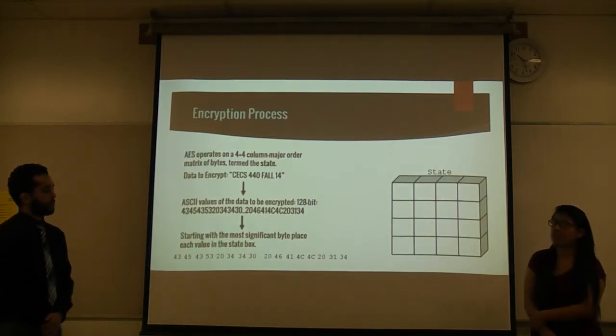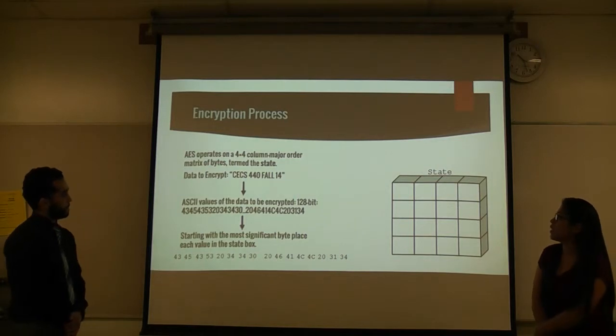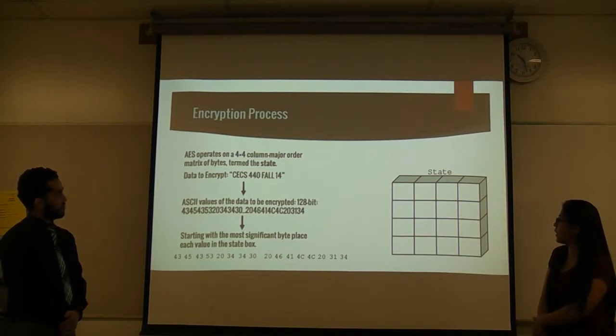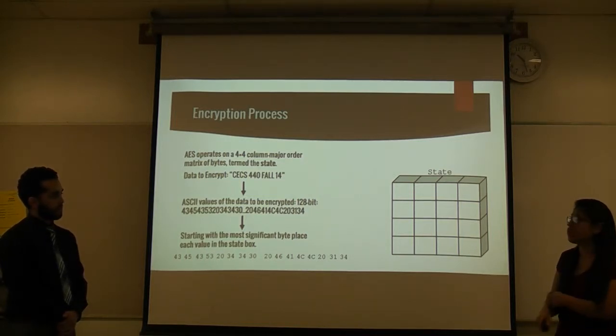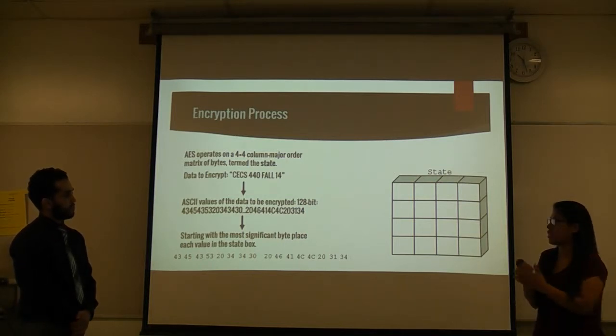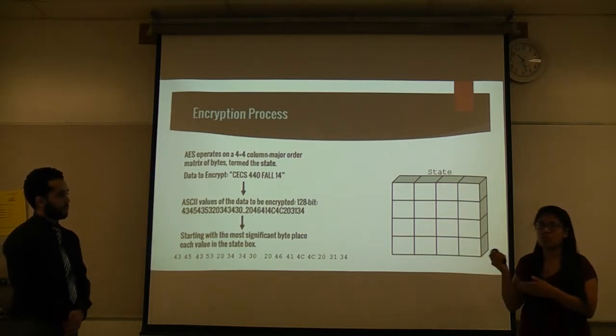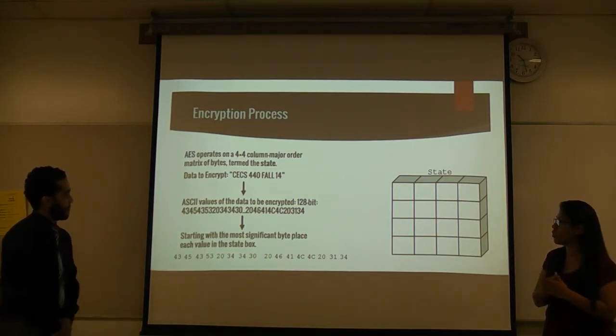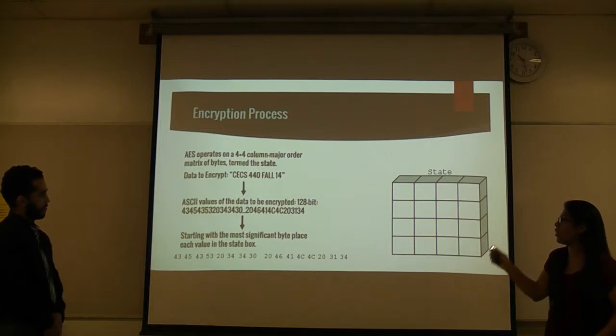So for the encryption process, we're going to be generating a 4x4 column major order matrix of bytes. We call this one the state table. So for example, we're going to be encrypting CECS 14. So what we do is we convert those to ASCII 128-bit, and then starting with the most significant byte, we're going to place each value in the table.